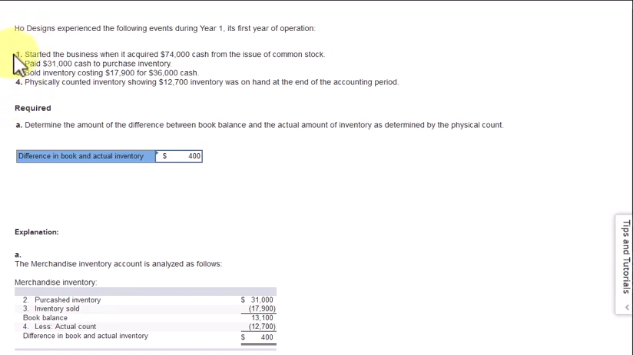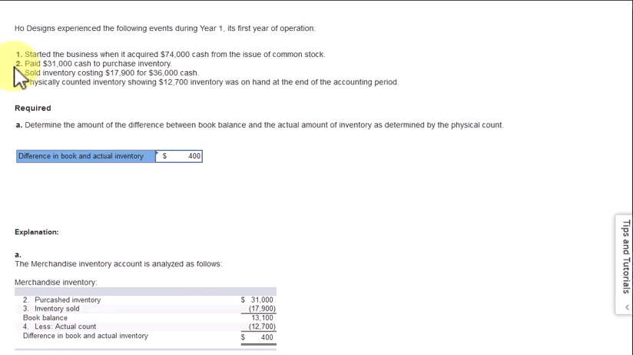Okay, so let's look at event 1. Started the business when it acquired $74,000 cash from the issuance of common stock. That transaction will not affect inventory. Therefore, for the purposes of this particular exercise, we can just disregard event 1 because it does not affect inventory.